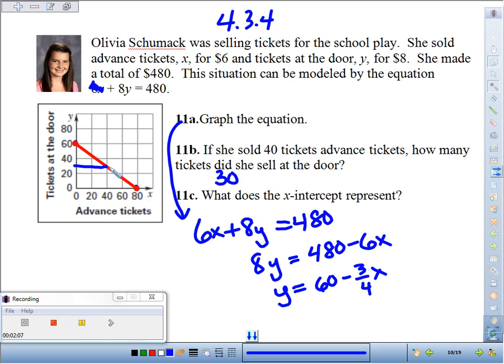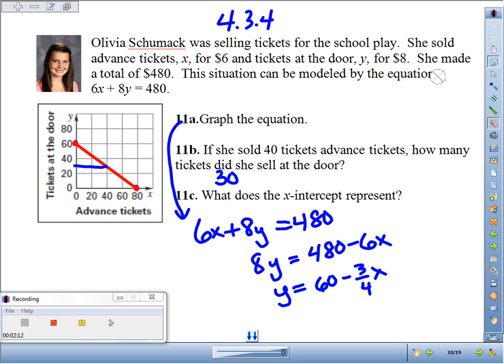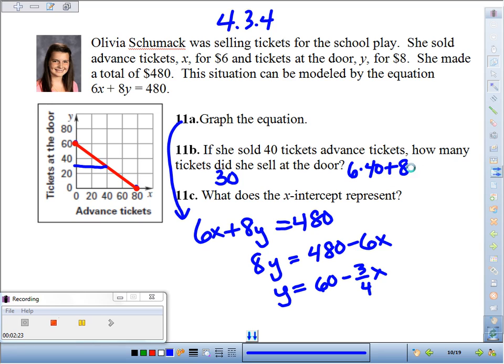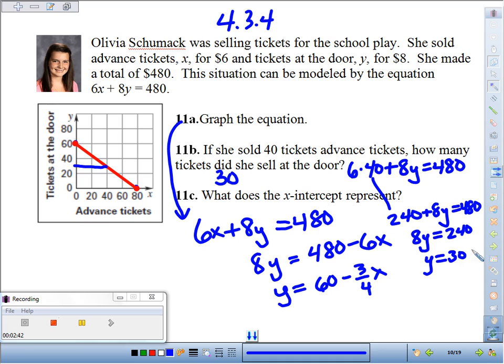Now, sometimes using a graph is a little imprecise, so the other way we could do this is say, let's go back to our original equation. If she sold 40 advance tickets, remember that's X, so we're looking at 6 times 40 plus 8 times Y equals 480. So she took in, 6 times 40 is $240 on the advance tickets. If we subtract 240 from both sides, what do we get? Well, we get 240. Then we take 240 divided by 8, we're looking at 30. So we could look at it from a solving equation standpoint and still get the same answer.